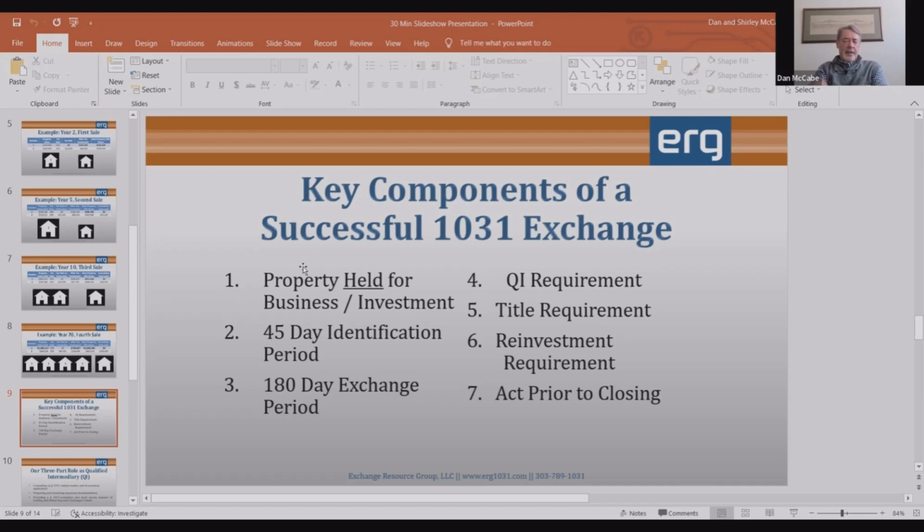Reinvestment requirement. In order to have a 100% deferred exchange, you must invest equal or up, which means that you must invest an amount equal to the cash plus the debt relief you received at closing. Doesn't mean you have to go out and get a new mortgage for exactly the same amount. You can put up additional cash, but it does mean that you cannot take cash out of the transaction. If you do, that becomes taxable.